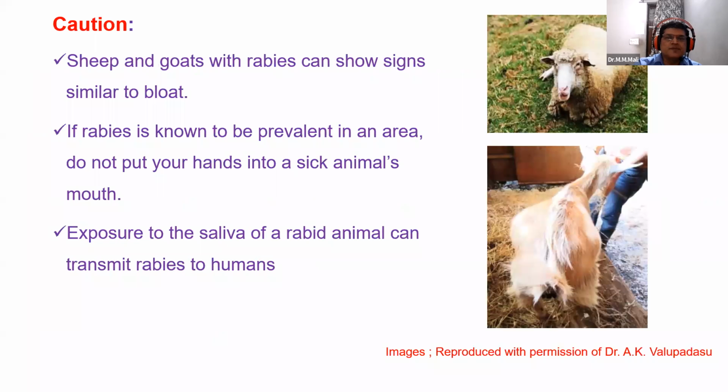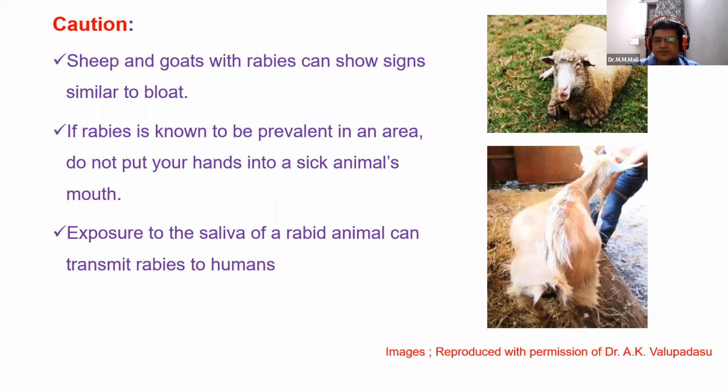If rabies is known to be present in the area, do not put your hands in a sick animal's mouth, because due to presence of this harmful virus, there is a chance of transmission. So, in case of rabies, the animal may have bloat. Exposure to the saliva of a rabid animal can transmit rabies to humans.